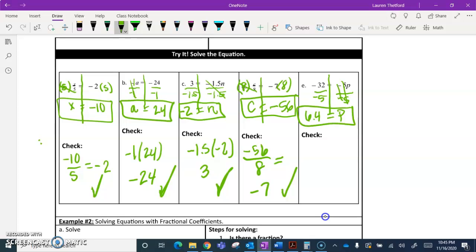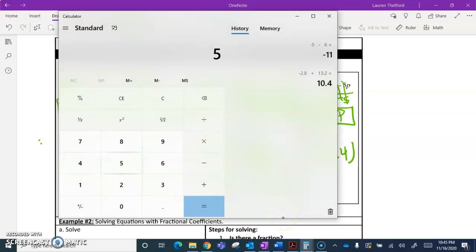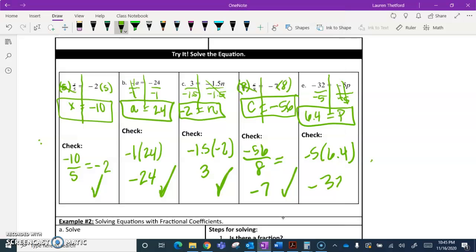So let's double check. Negative 5 times 6.4, and let's use our calculator. Negative 5 times positive 6.4 gives me negative 32, which is what it says it should equal. And so we got that one correct as well.